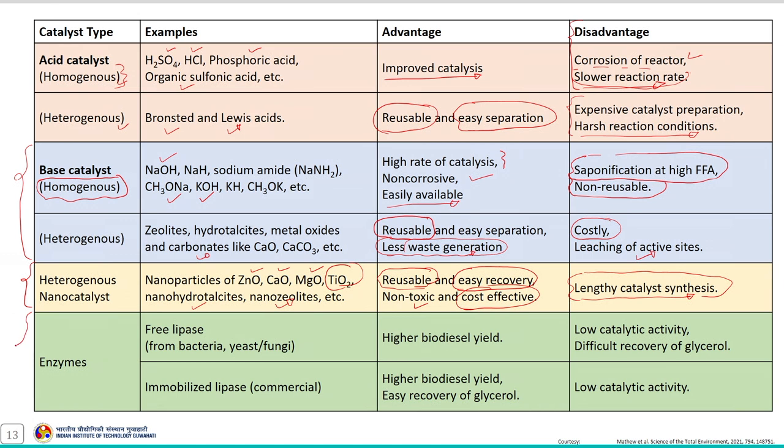And the next class of catalyst is enzymes, which includes free lipase and immobilized lipase. In case of free lipase, the advantage is that it gives higher biodiesel yield, however it has low catalytic activity and difficult recovery of the glycerol, while in case of immobilized lipase it gives higher biodiesel yield, even easy recovery of glycerol, but lower catalytic activity. Considering all these limitations of the homogeneous and heterogeneous catalysts, the base catalyst, that is the alkali catalyst process, is still widely being used for biodiesel synthesis.